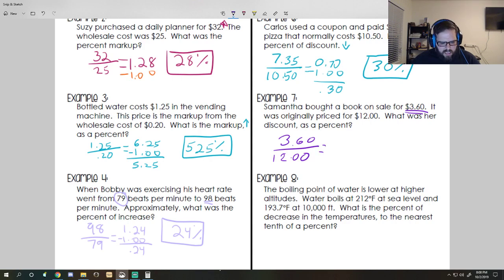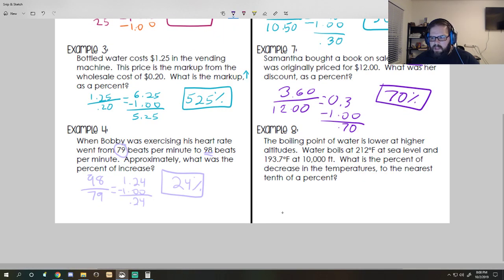So $3.60 over $12, after we put that in our calculator, 3.6 divided by 12 will leave us with 0.3. And now we subtract our 1 whole, and that leaves us with 0.70. So Samantha was working hard, found that deal, made that hustle, and saved 70% off of the original price. Good job, Samantha.